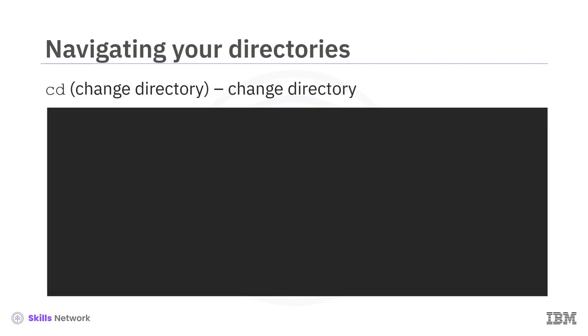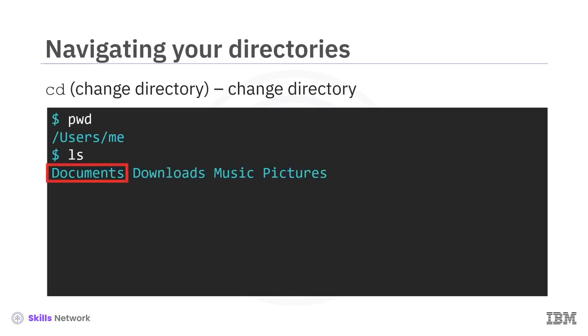If you want to change your current working directory, you can use the change directory command. The change directory, or cd command, is used to change the directory you're working in. Suppose you're in your home directory and wish to move to a subdirectory within it, such as the Documents folder. Simply enter cd documents to change your working directory. Now, if you enter pwd, you can see that you're now working in your Documents subdirectory.